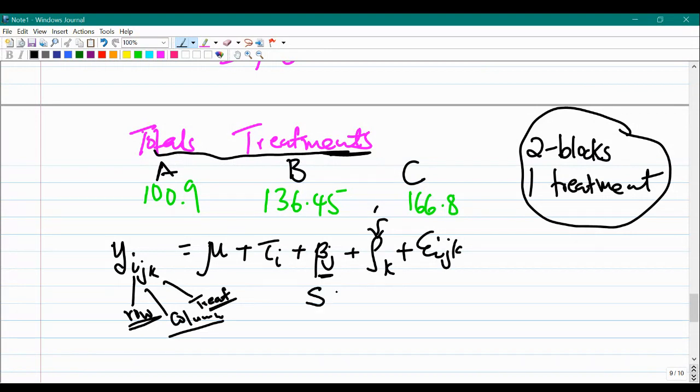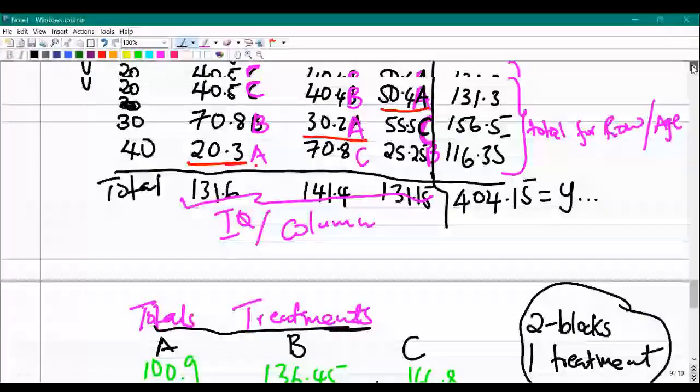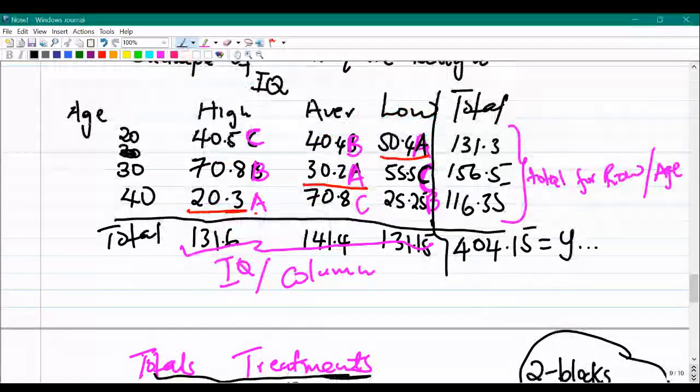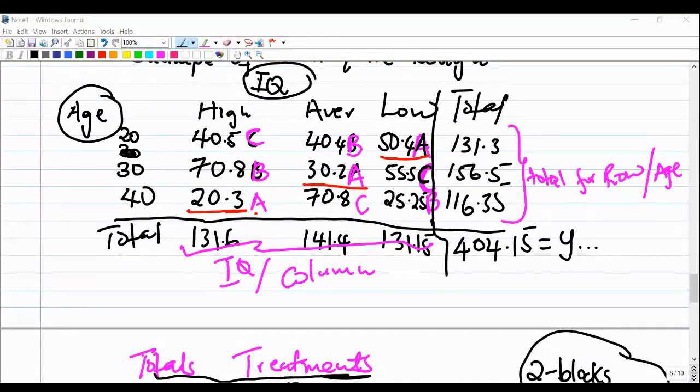So if I say SS row, it is the same as SS age, right? Because what is on the row, based on our equation, let's check it. What is on the row is the age. What is on the column is the IQ, right? So when we write here, we'll say, oh, sorry.